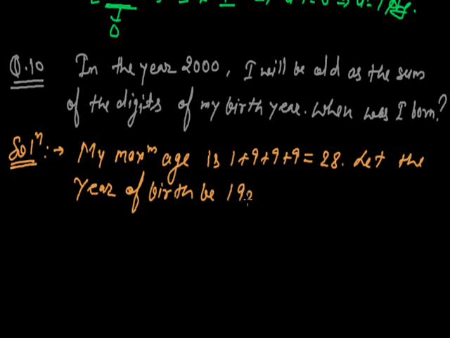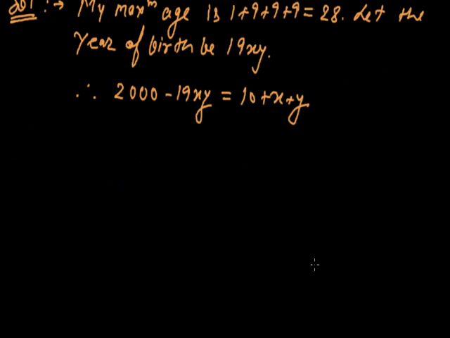Let the year of my birth be 19xy. So I can say that 2000 minus 19xy will be my age in 2000, and that will be equal to the sum of the digits of my birth year, as I have given that in the year 2000 I will be as old as the sum of the digits of my birth year. The sum of the digits of my birth year will be 1 plus 9 plus x plus y, that means 10 plus x plus y. So I can say that 90 is equal to 11x plus 2y, where x and y are digits from 1 to 9.